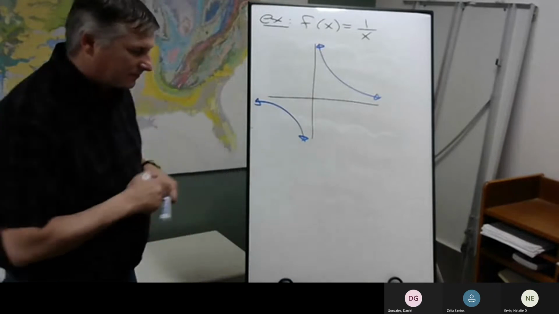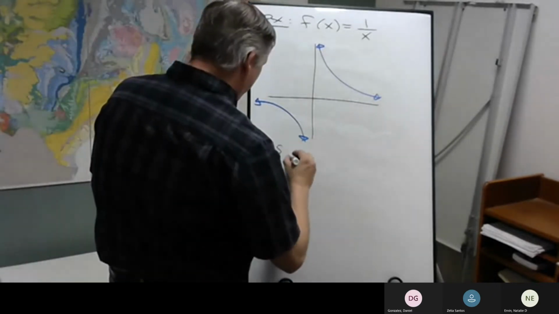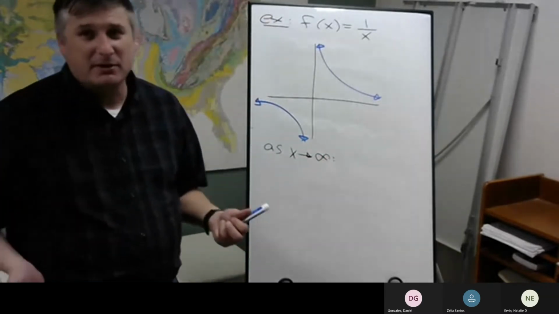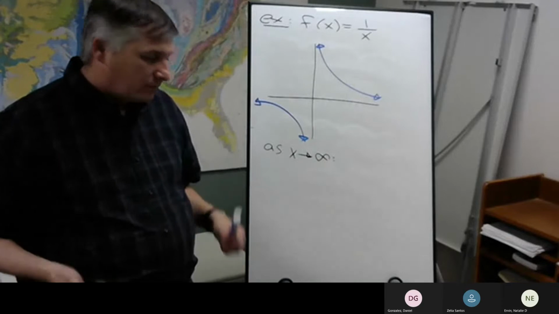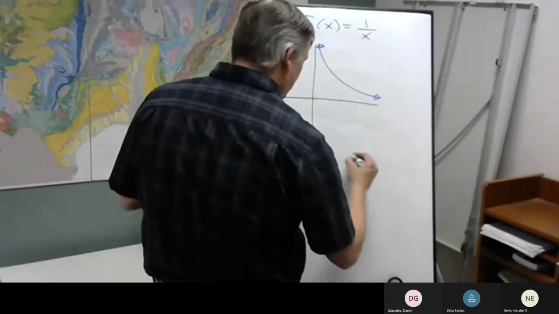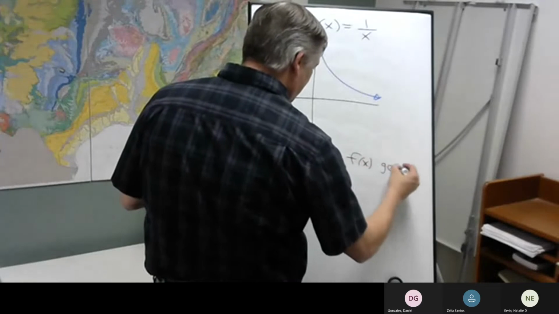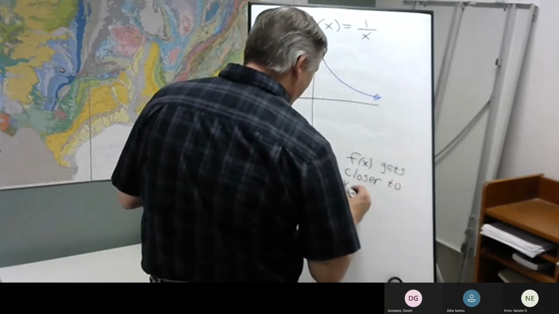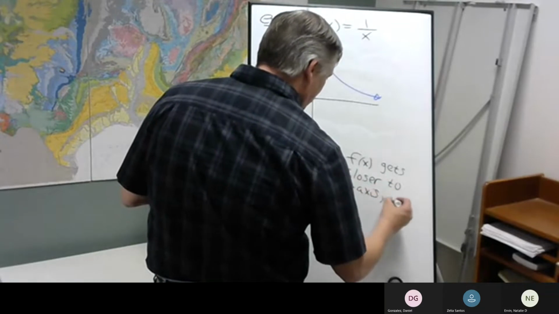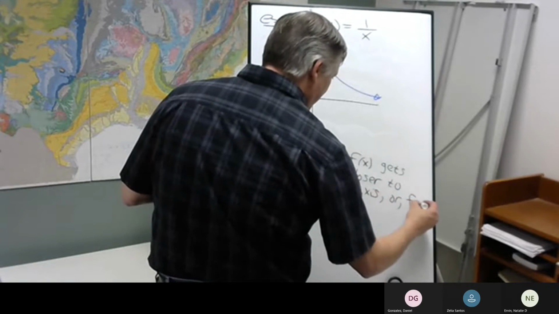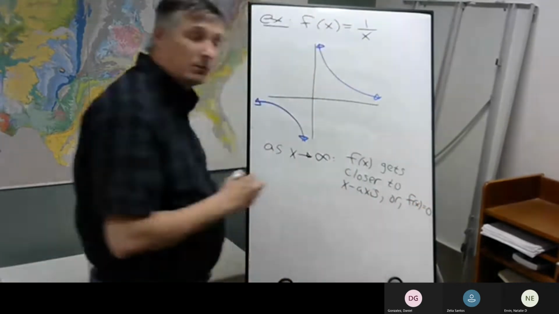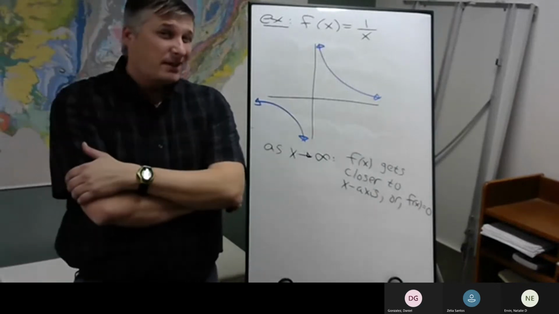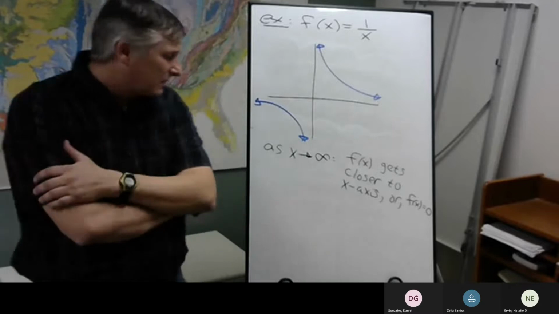Now let's ask this question. As x goes to infinity, so as x gets bigger and bigger, what's going to happen? Well, we see basically that f of x gets closer to the x-axis, or f of x is equal to 0. Now it only gets closer, it doesn't ever actually equal 0, but it's trying to get there.